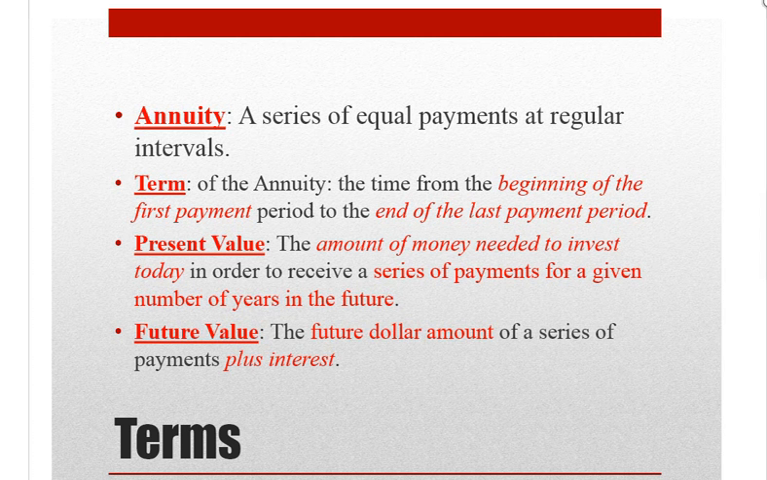Present value represents the money that needs to be invested at time zero, so we can draw a certain amount of payments for the duration of the annuity until all the money is exhausted. And the future value is the future dollar amount that is going to be accumulated if we're making a series of payments and adding interest, and that will be calculated at the end of the annuity.